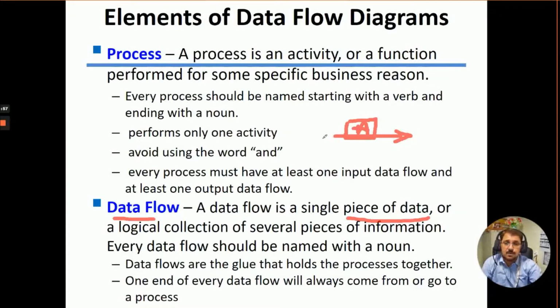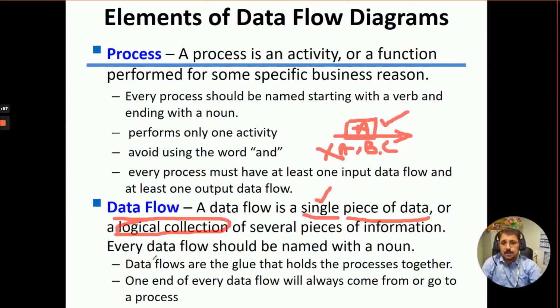It is not possible that you show by one arrow that A, B, and let's suppose C, all these are moving together. No, this concept is wrong. Only one piece of data. A single piece of data can be a logical collection of several pieces. But if you can't understand, just focus on this: only a single piece of data will flow from one place to another.